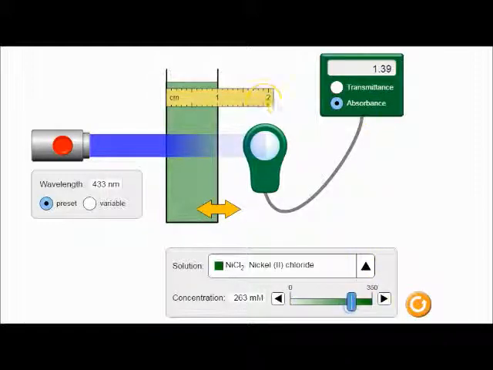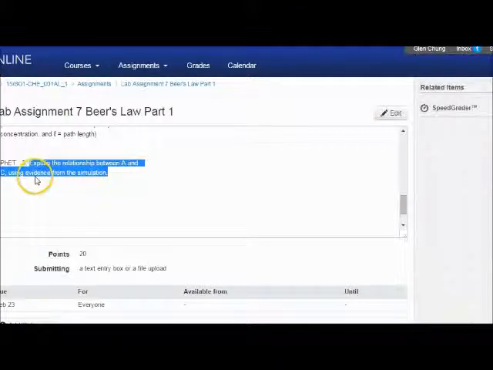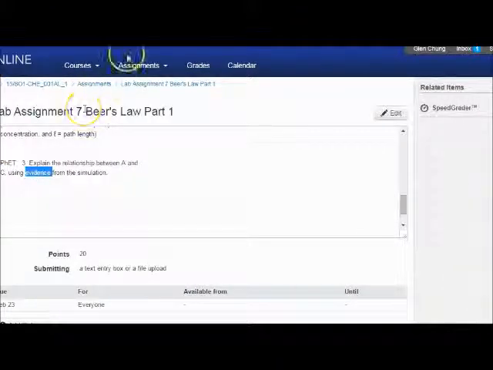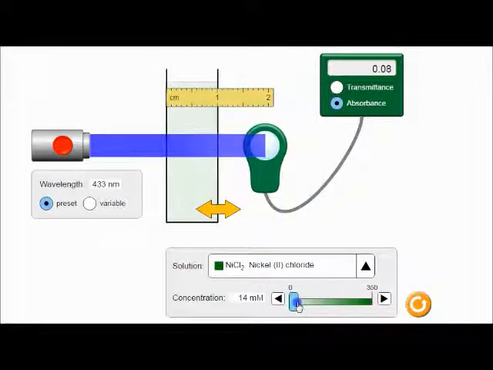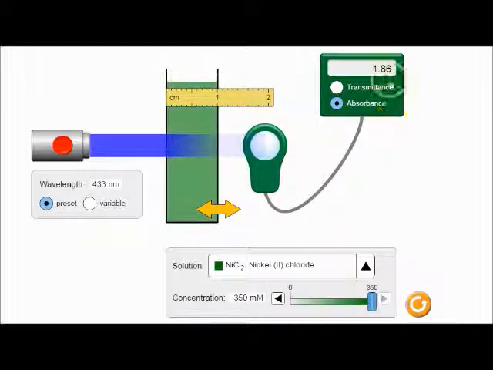And then it says in here that you should use evidence. Okay, now by evidence, I take that to mean screenshot. So please take 3 screenshots. A screenshot at low concentration, a screenshot at middle concentration, and a screenshot at high concentration. Okay, and that would be fabulous.